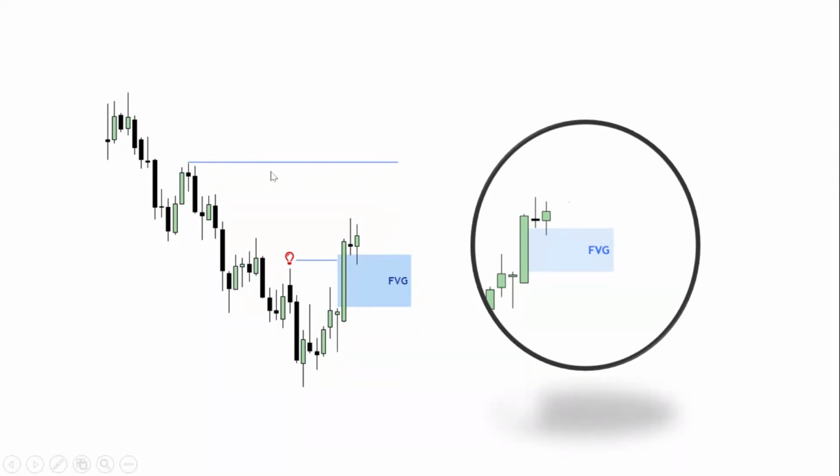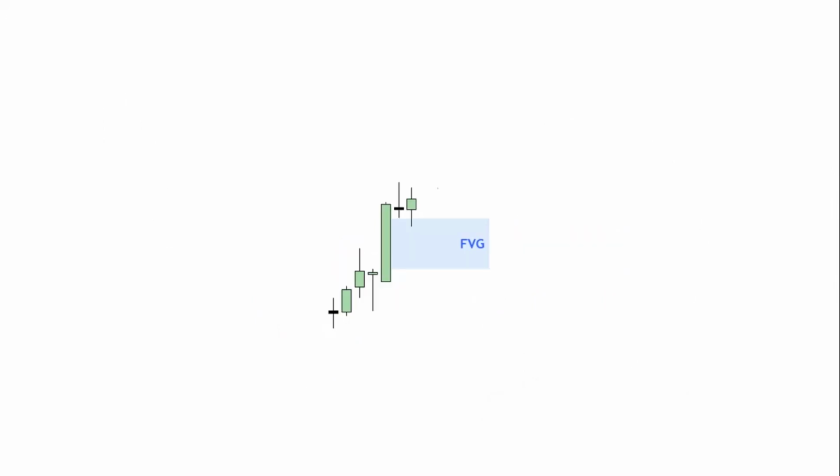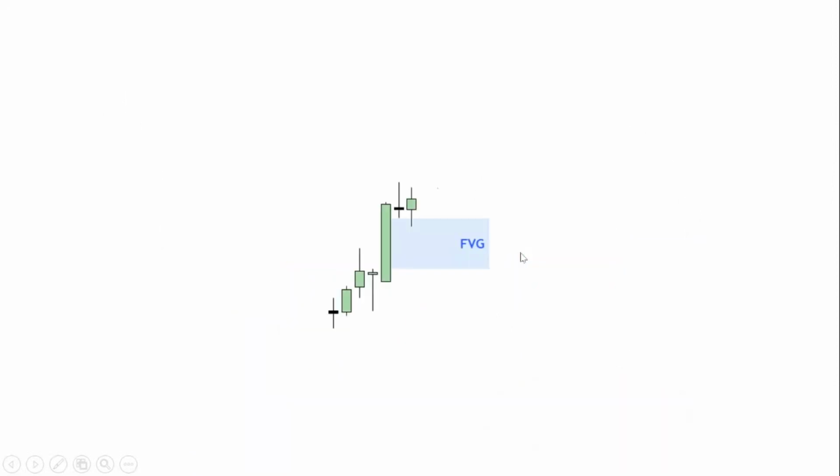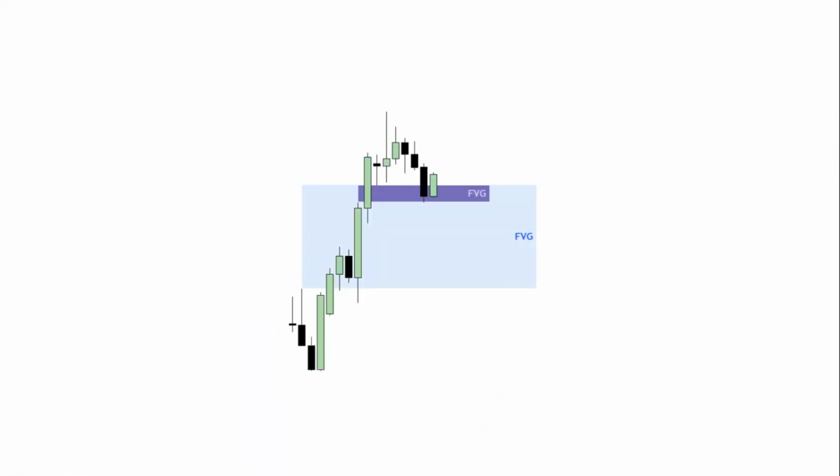But now, if you really want to be selective with it and you want to be specific with your entries, you would scale down. This is how it would look. This is just this range right here. So now you scale down onto a lower time frame, from this time frame to a lower one. And now, if you're really bullish, personally, I don't want to see price reach the consequent encroachment level or close below it.